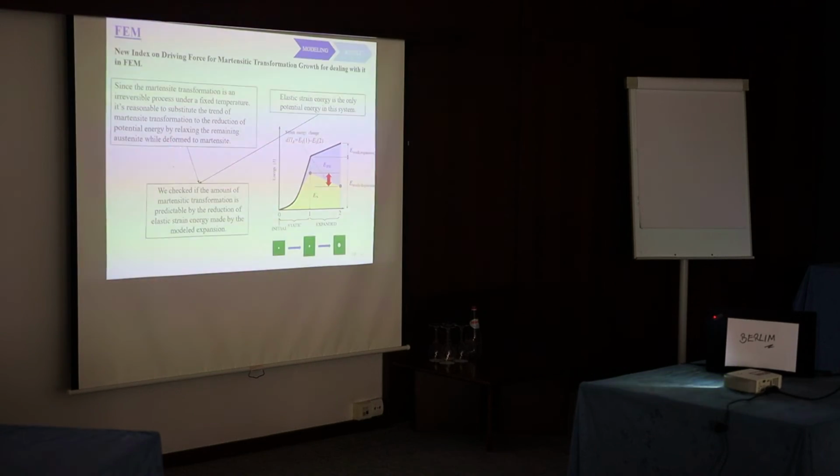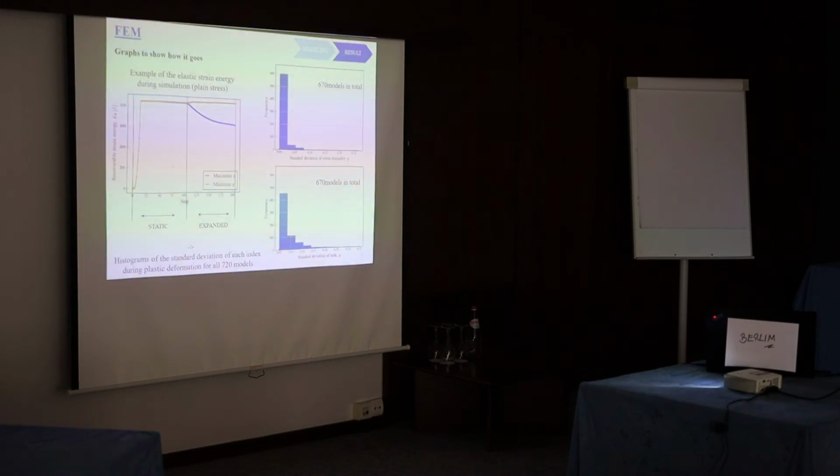And we also need to fabricate a new index to simulate it, as a substitution of driving force for martensitic transformation. Since the martensitic transformation is a reversible process under a fixed temperature, it's reasonable to substitute the trend of martensitic transformation to the reduction of potential energy. And in this system, the elastic strain energy is the only potential energy. So we checked if the amount of martensitic transformation is predictable by using this potential energy.